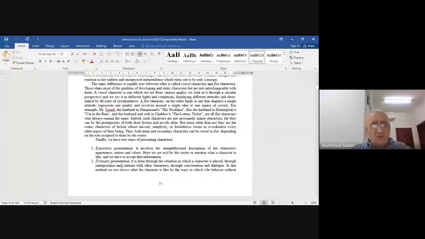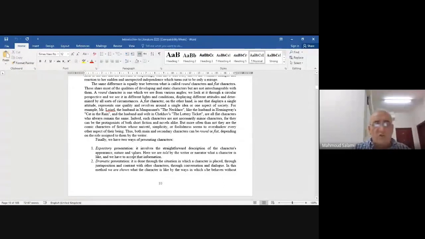So expository means you listen to the narrator telling you details about this character, about its nature and its values and so on. So here we are told by the writer or the narrator what the character is. Whereas in the dramatic, we see the character herself or himself doing all this, and we learn all these things from the character directly. And I think this is the main idea here.